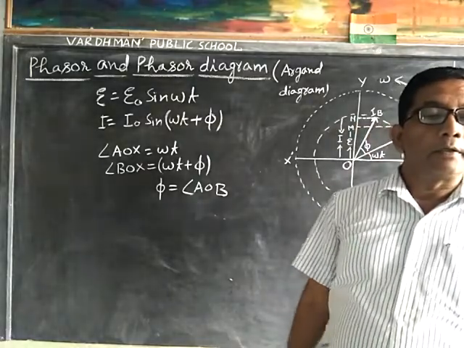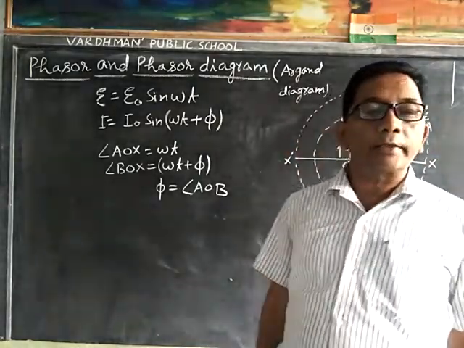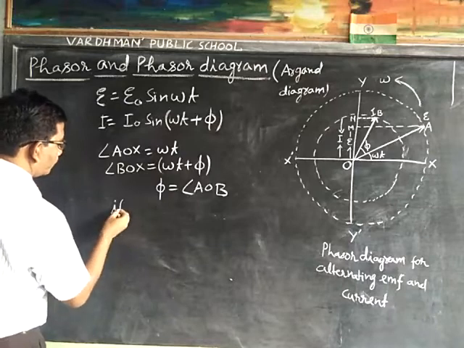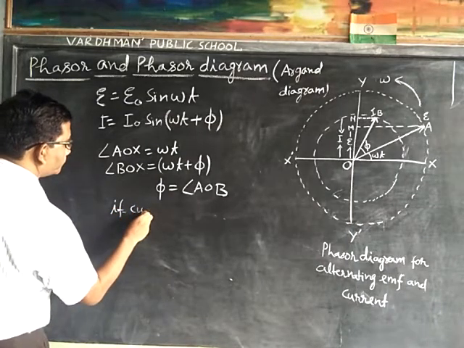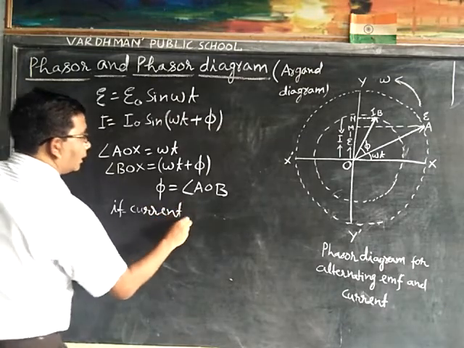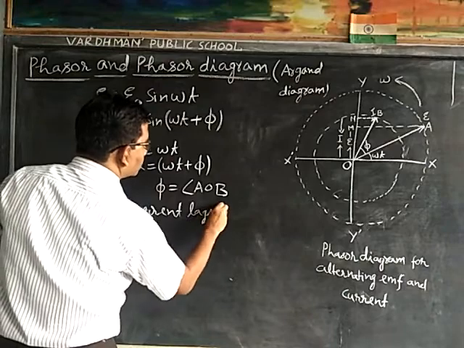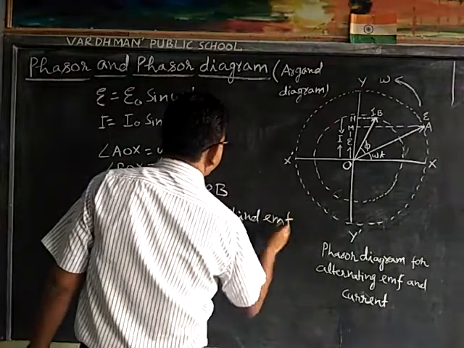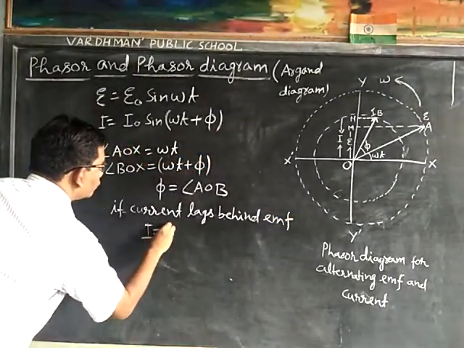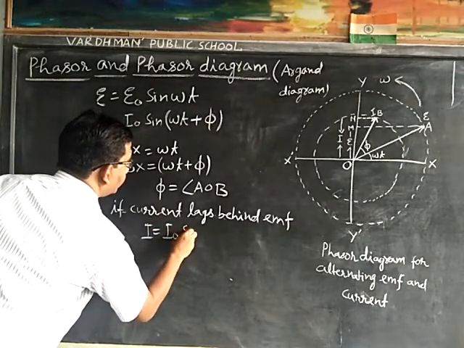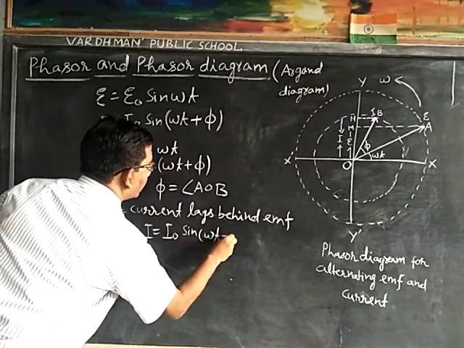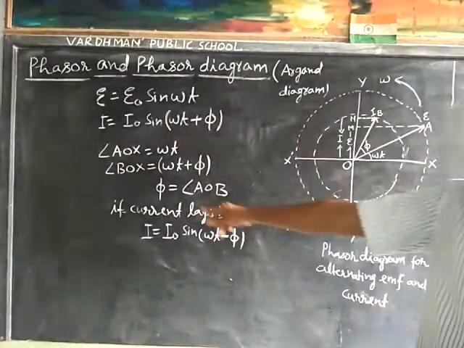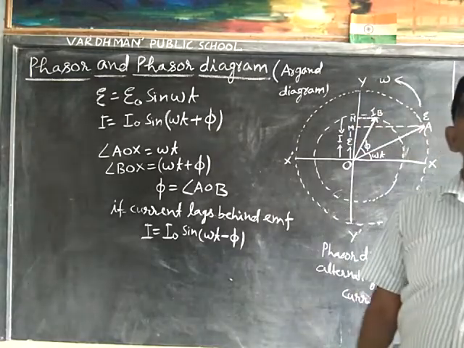If current lags behind the EMF, then I is equal to I0 sin (omega t minus phi).